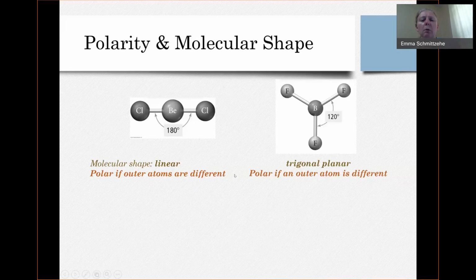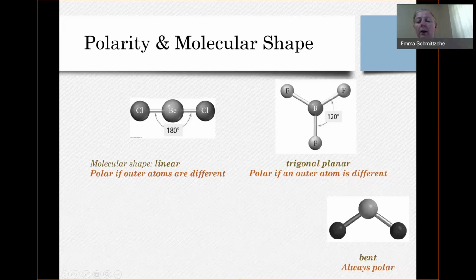So this is two of our molecular shapes, linear and trigonal planar. If it's all the same on the outside, it's nonpolar. If any of those atoms on the outside are something different, then it's polar. Now, with the trigonal planar structure, you can also have the scenario where it's a bent structure, and that comes up when there's a lone pair on there. In that case, you have a lone pair off to the side and then atoms on the other side, and that's always going to be polar because you just have this region of negative stuff. So it definitely is negative on that end. So it's definitely polar overall.